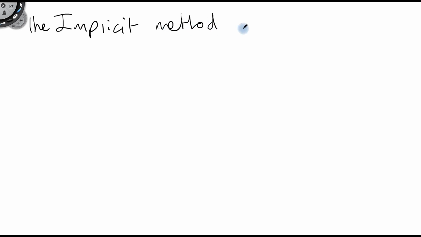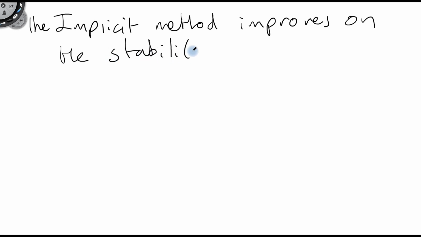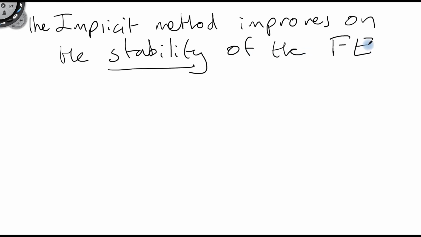So what we've done there is we've improved the stability of the scheme. The implicit method improves on the stability of the forward Euler method.